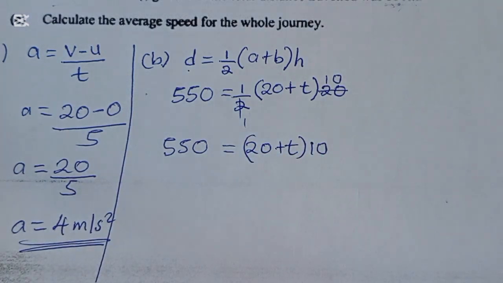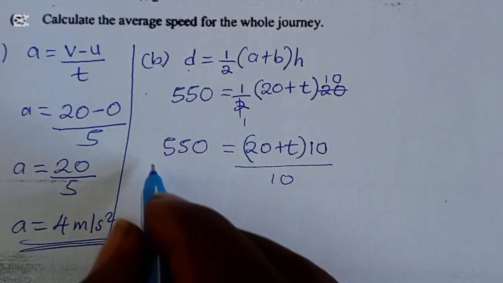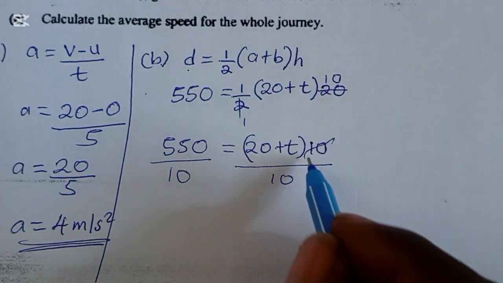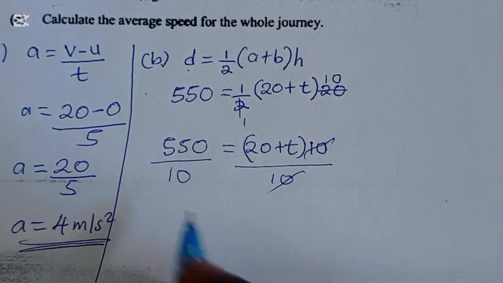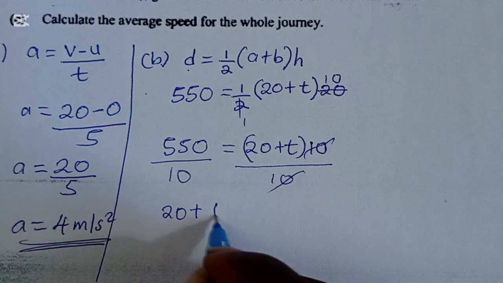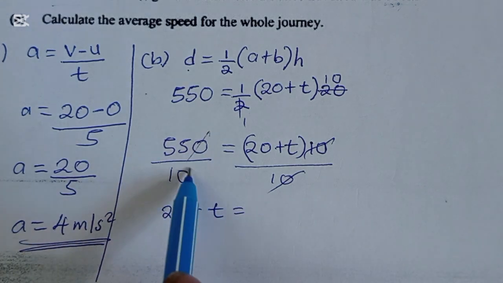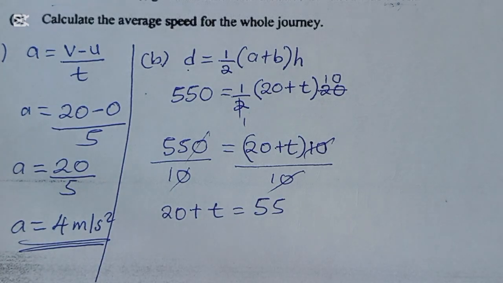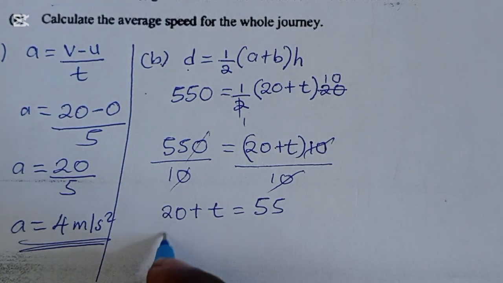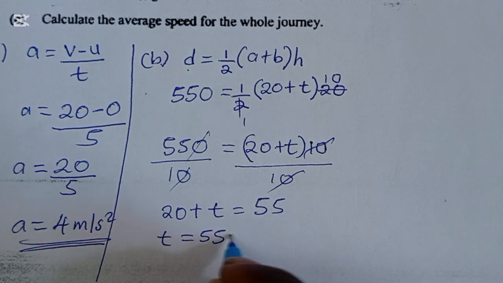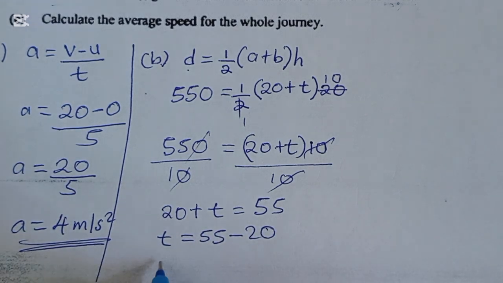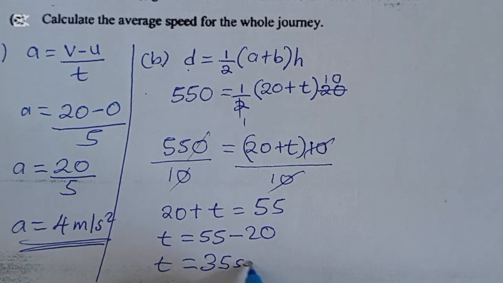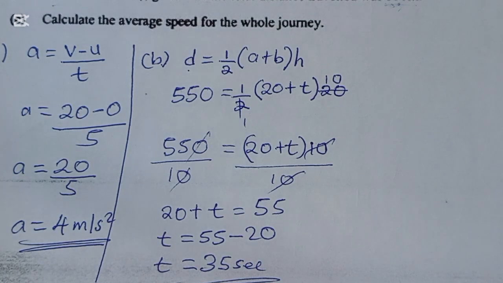So to simplify, I'll divide both sides by 10, so that 10 and 10 can go. I remain with 20 plus t is equal to 55, since 0 and 0 go. I'll collect the like terms. 20 will go to this side. So t is equal to 55 minus 20. So the answer is 35 seconds. So this is the answer.